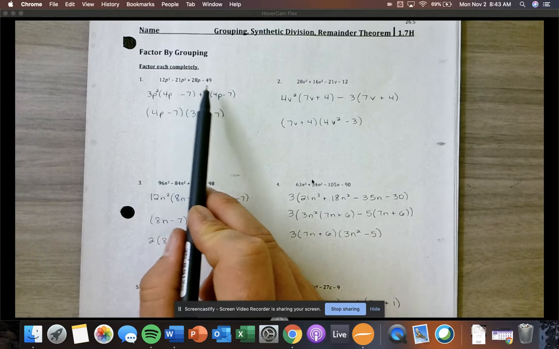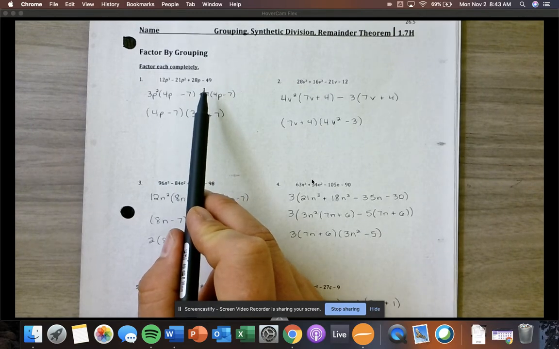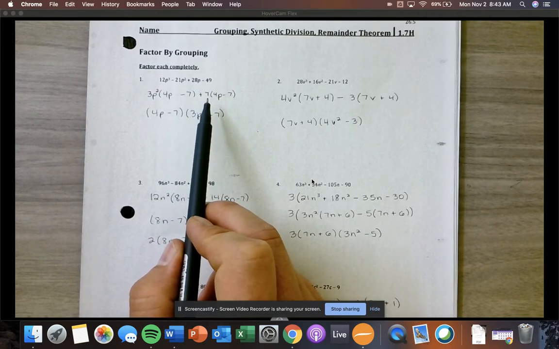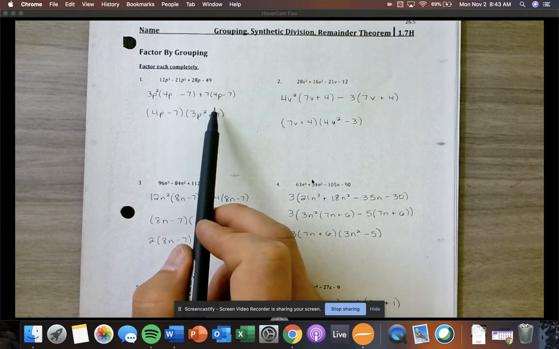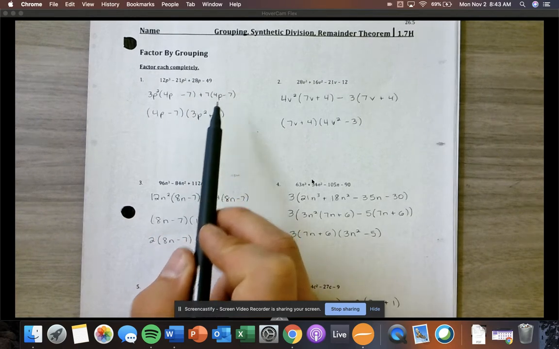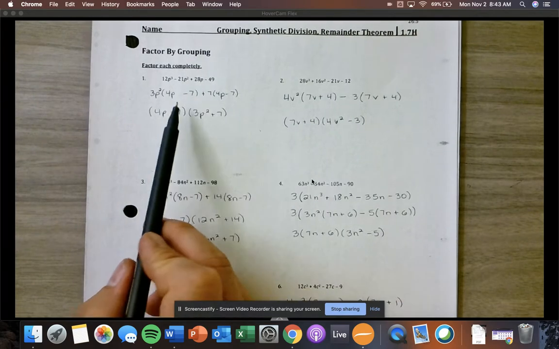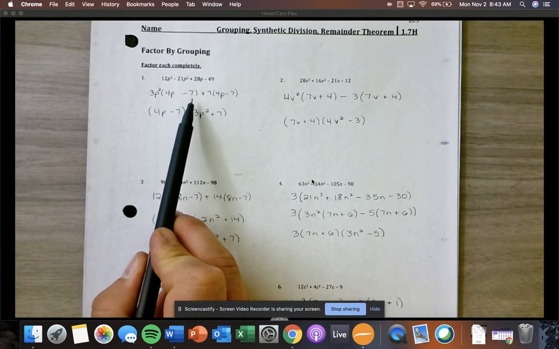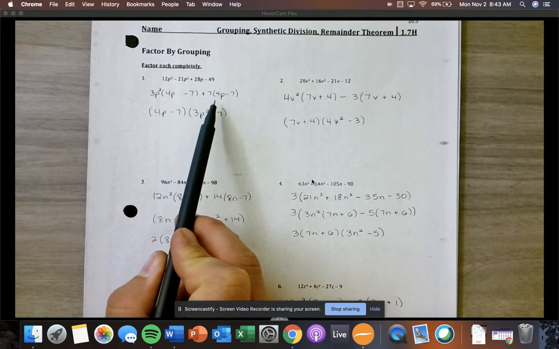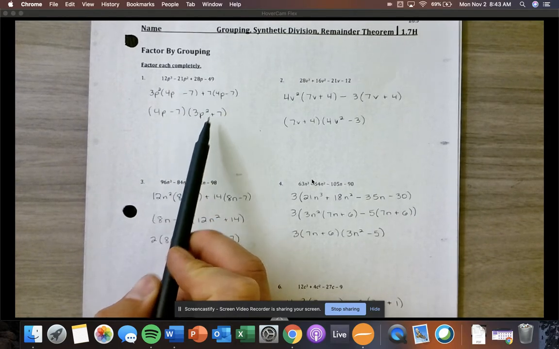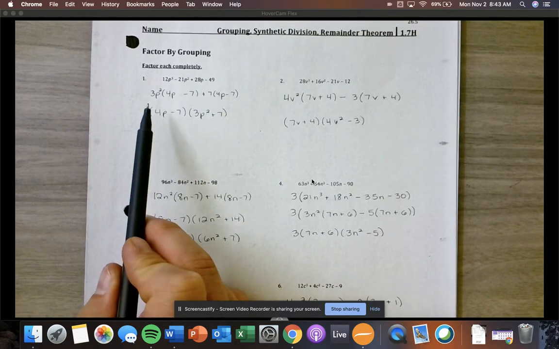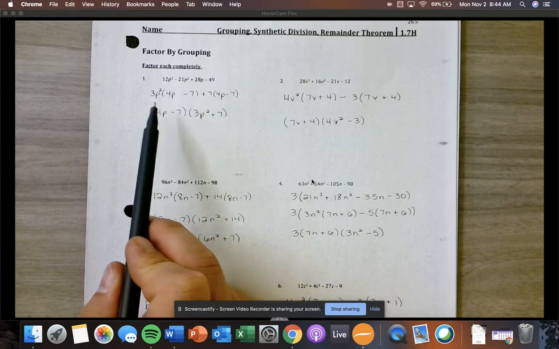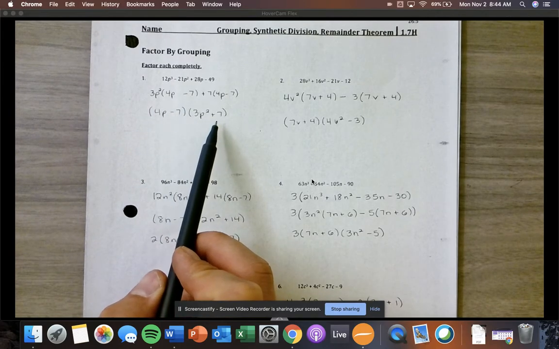Then we would group the last two together, this 28p minus 49, and they both share a 7. So you pull out the 7, and that leaves you with 4p minus 7. And what happens now is this 4p minus 7 is now the greatest common factor in both of these terms. So you can just pull that to the front, and you're left with 3p squared plus 7.